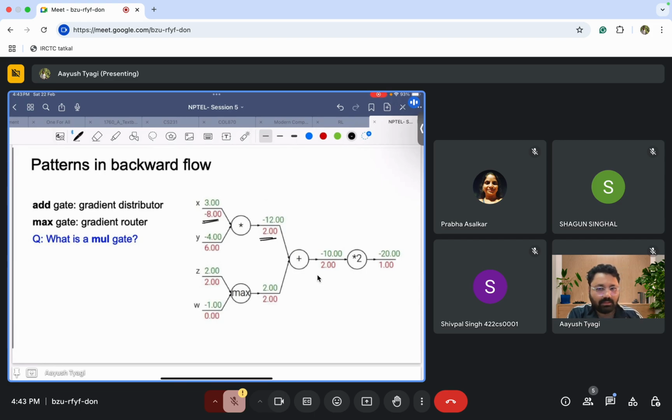So there are three main operators. One is basically the multiplier, which switches the gradient. The addition operator is kind of a distributor. The max is a router. Basically, it routes the gradient to the direction which has the maximum input. So I think you should know these three points.